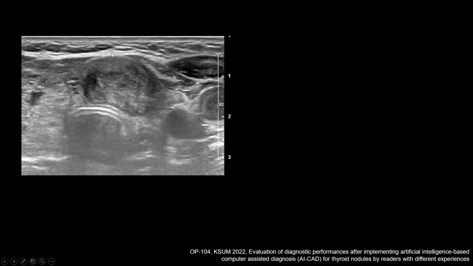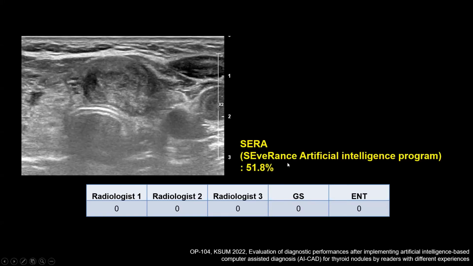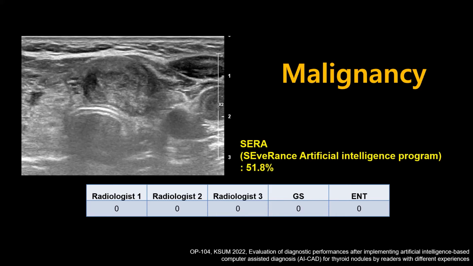What about this nodule? Do you think this is cancer or not? All 5 physicians assessed it as benign, but the CAD value was positive. Would you change your assessment after seeing the CAD result? The final diagnosis was cancer.